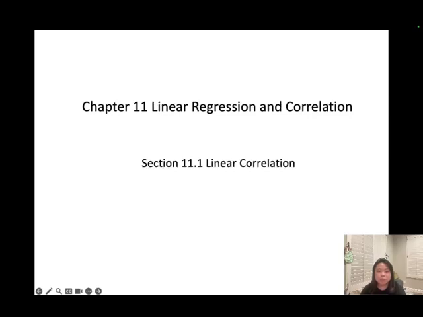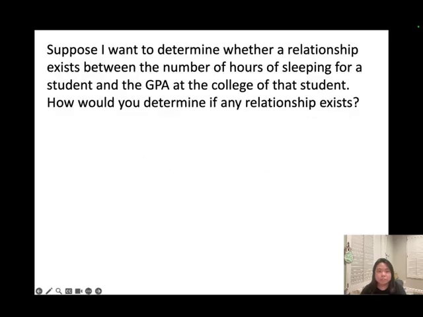Session 11.1 Linear Correlation. If I do have two variables, the first one will be the number of hours of sleeping for students, and the second variable will be the GPA at the college of those students. Now, I want to determine whether a relationship exists between these two variables. So, how could we find it out?